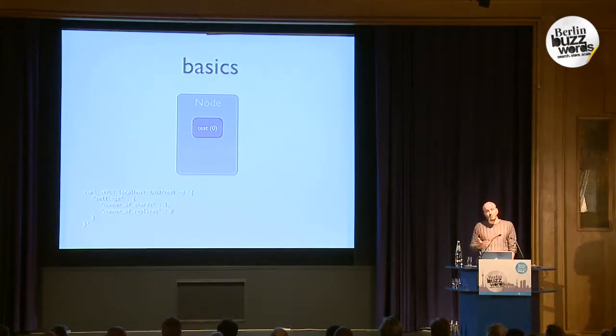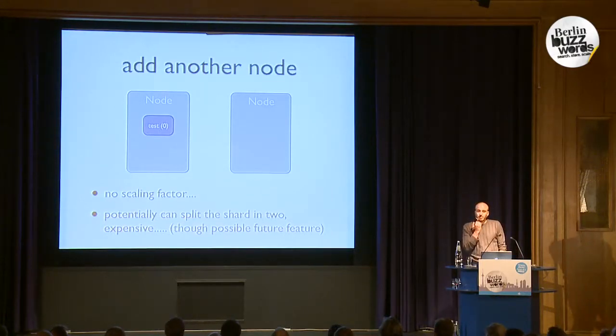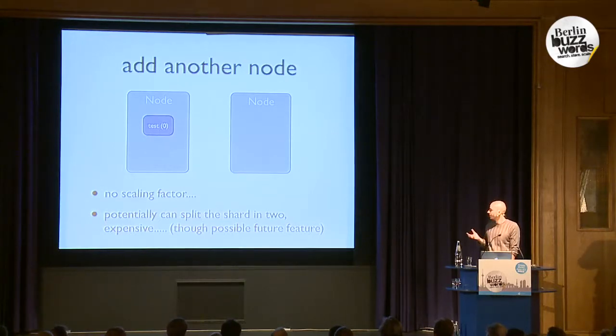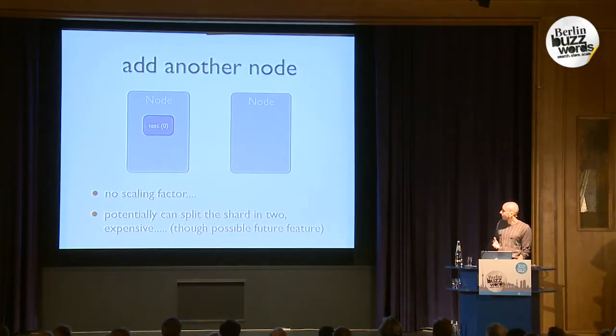A lot of users just start with ElasticSearch with a simple configuration like that. But then things get more interesting: your application becomes successful, or you need more nodes to accommodate things like high availability, so you add another node. But then you have a problem, basically. The problem is that there's really no scaling factor. You have a single shard, and the only option is to potentially split it into two, because we want some of the data to exist on the other node as well. But that can be expensive. Splitting a shard into two effectively means re-indexing the data, or the parts of the data that are relevant, to move them to the other node. You cannot do it now with ElasticSearch, though possibly in the future you will be able to split shards.